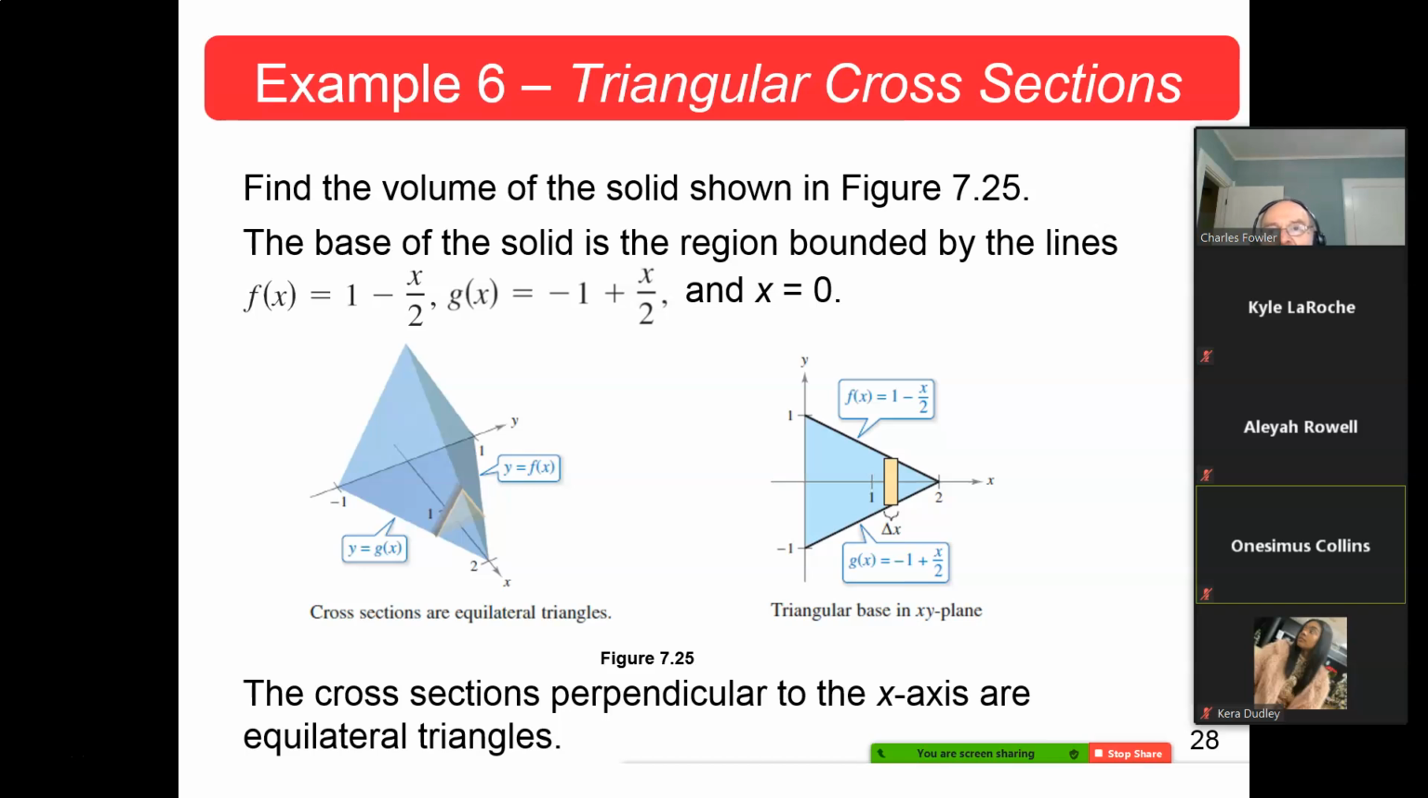So here's example 6, triangular cross-sections. Find the volume of the solid shown here. Thank you for drawing it. The base of the solid is the region bounded by the lines f of x equals 1 minus x over 2. That would be this f value here. This is the y. The y is 1 minus x over 2.